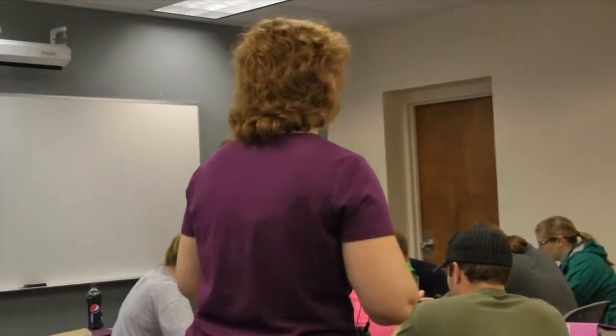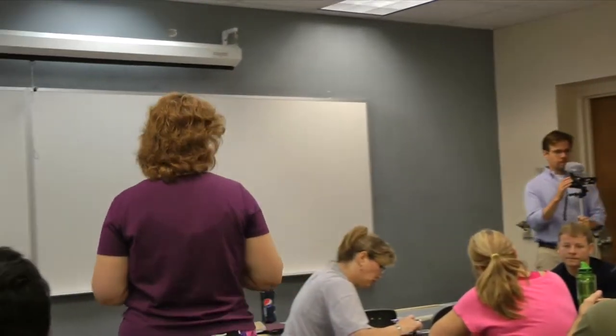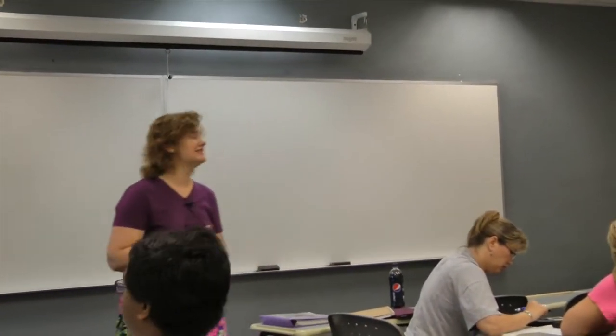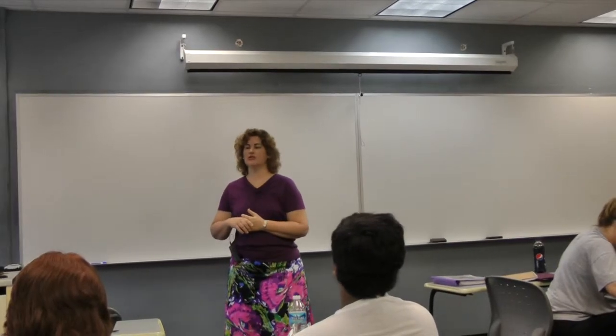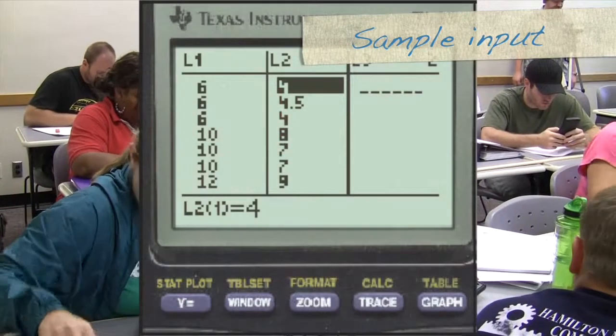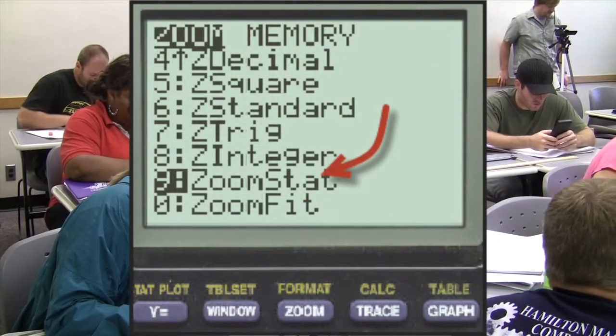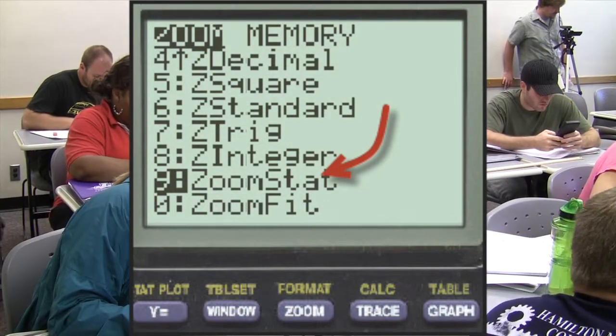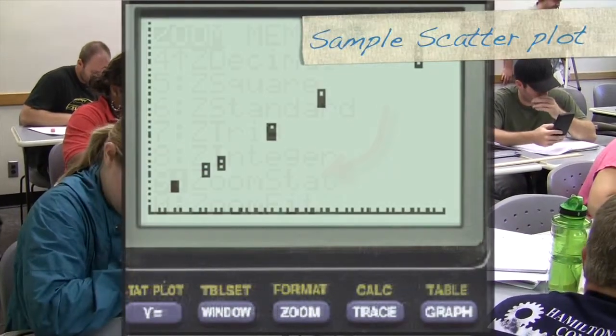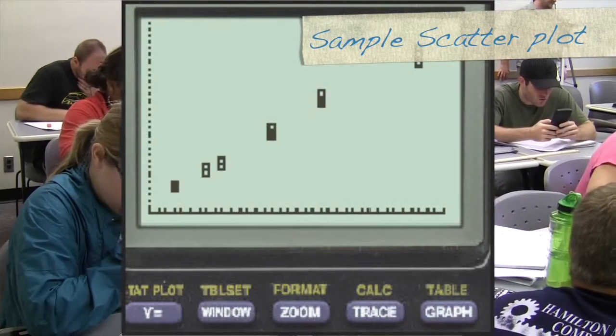A lot of people are getting ahead of me, so let me have you put up the scatter plot on your calculators right now. That is second y equals, choose the scatter plot, and put in the x list and the y list. Then go to zoom, and the ninth option is zoom stat, and that'll give you your scatter plot. I want at least one person in each group to have your scatter plot up.